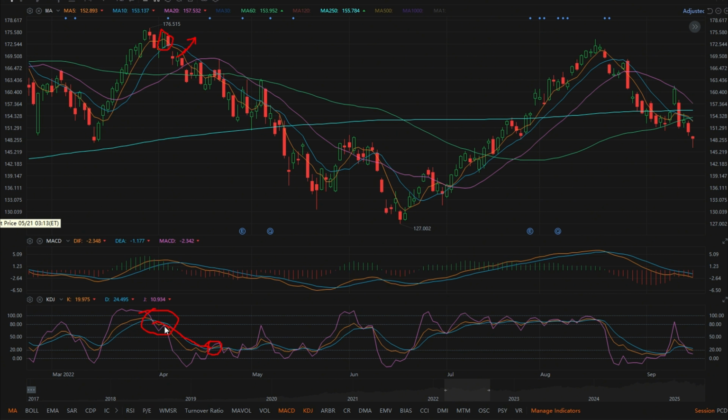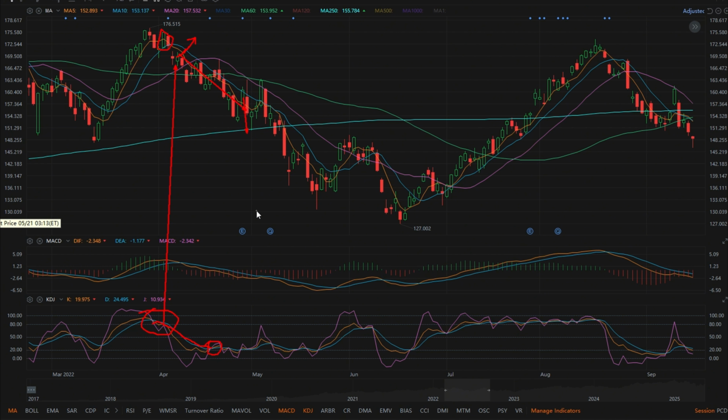At the same time, we see that the KDJ indicator here is forming a death cross and turning downward. This tells us we're likely entering a daily level pullback. It may last about 3 to 4 weeks. So what do we do? We keep holding the position. Hold until when? Until we see a golden cross. The golden cross happens around here, right? Around this area. That's how we capture the entire move.